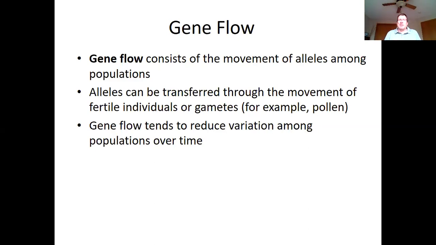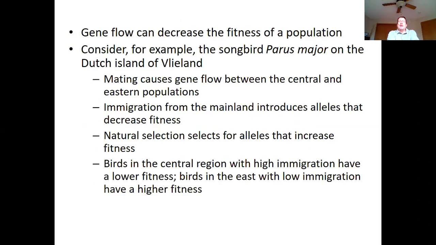But the whole concept is, gene flow consists of the movement of alleles among the populations, transferred through the movement of fertile individuals or gametes, like pollen. Gene flow tends to reduce variation among populations over time. It can also enhance variation. It depends. You've got to look at each situation and what it does. Okay. So it can either increase or decrease fitness.